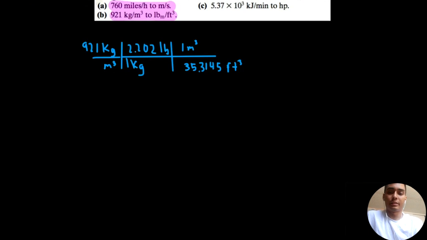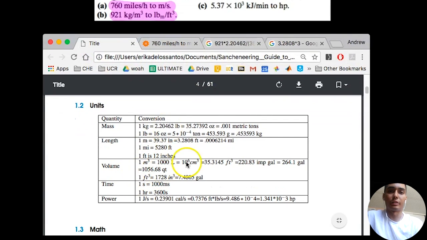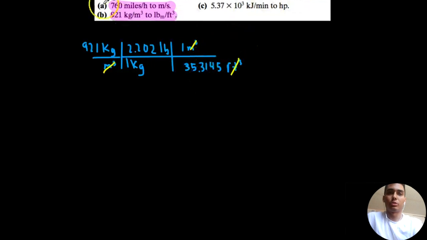Again, just to clarify, before we raised this entire factor to the third power, but since our conversion factor was already in meters cubed to feet cubed, we didn't have to do that. Whereas before, this is just meters versus feet. So the final answer is about 57 kilograms per meter cubed.